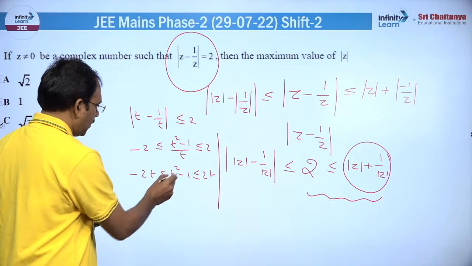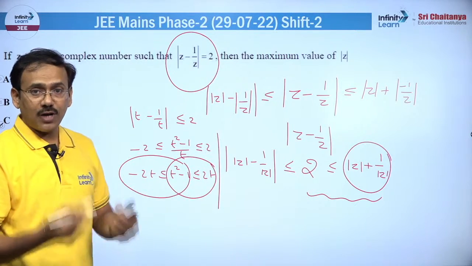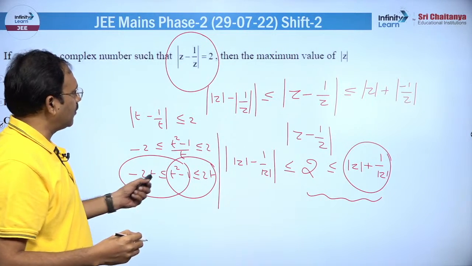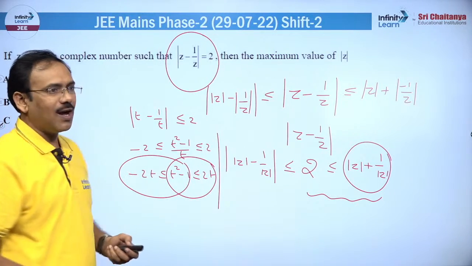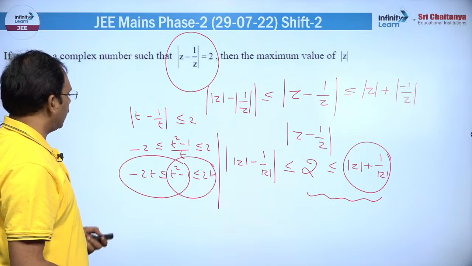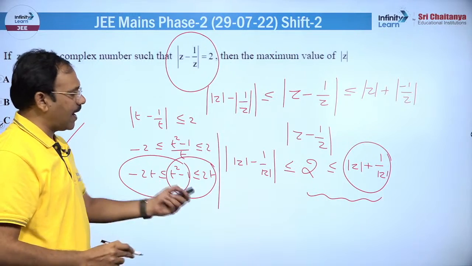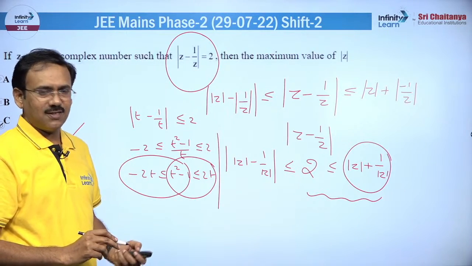Now, you can solve this inequation as well as this inequation, and you try to take the positive part common to this, you are going to get the answer for this, my dear friends. You are going to get the maximum value of t is going to be √2 + 1, that is it. It is simply handling quadratic inequations.